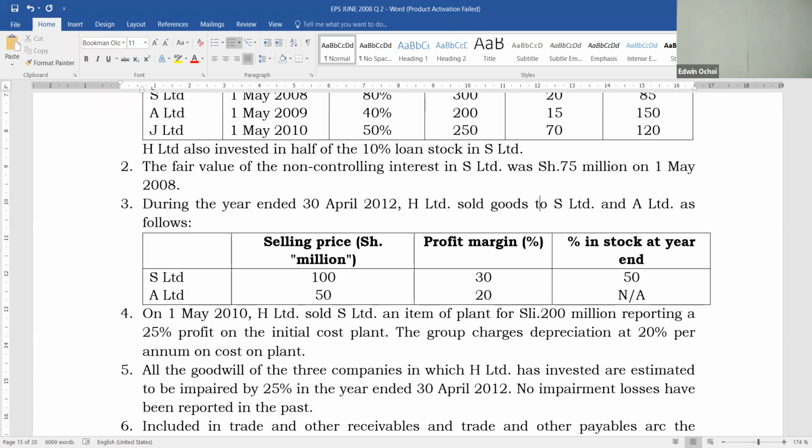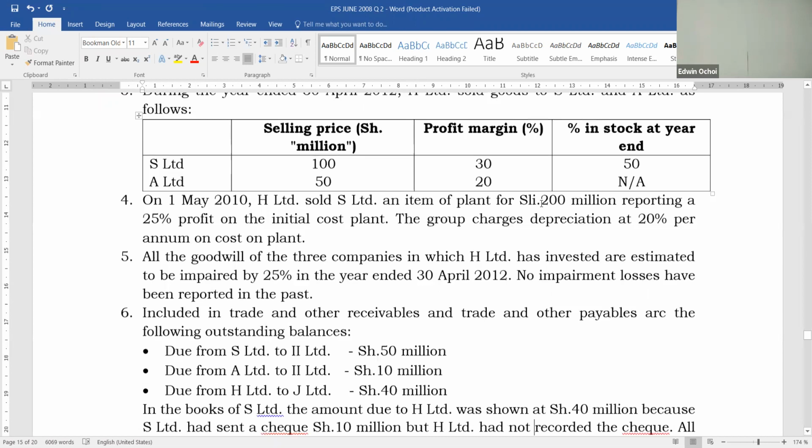The same with A, but A is an associate, so we don't consider transactions with associates. They are non-group members. We only eliminate transactions which occurred between the parent and subsidiaries.